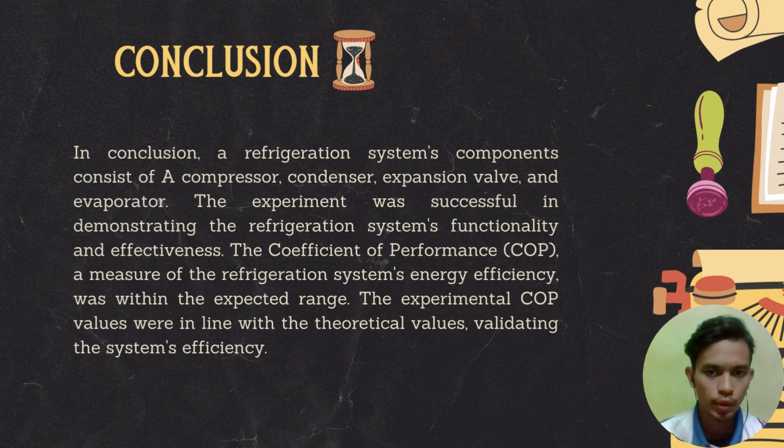In conclusion, the refrigeration system components consist of the compressor, condenser, expansion valve, and evaporator. The experiment was successful in demonstrating the refrigeration system's functionality and effectiveness. The coefficient of performance (COP), which measures the refrigeration system and its efficiency, was within the expected range. So, the experimental COP values were aligned with the theoretical values, validating the system efficiency.